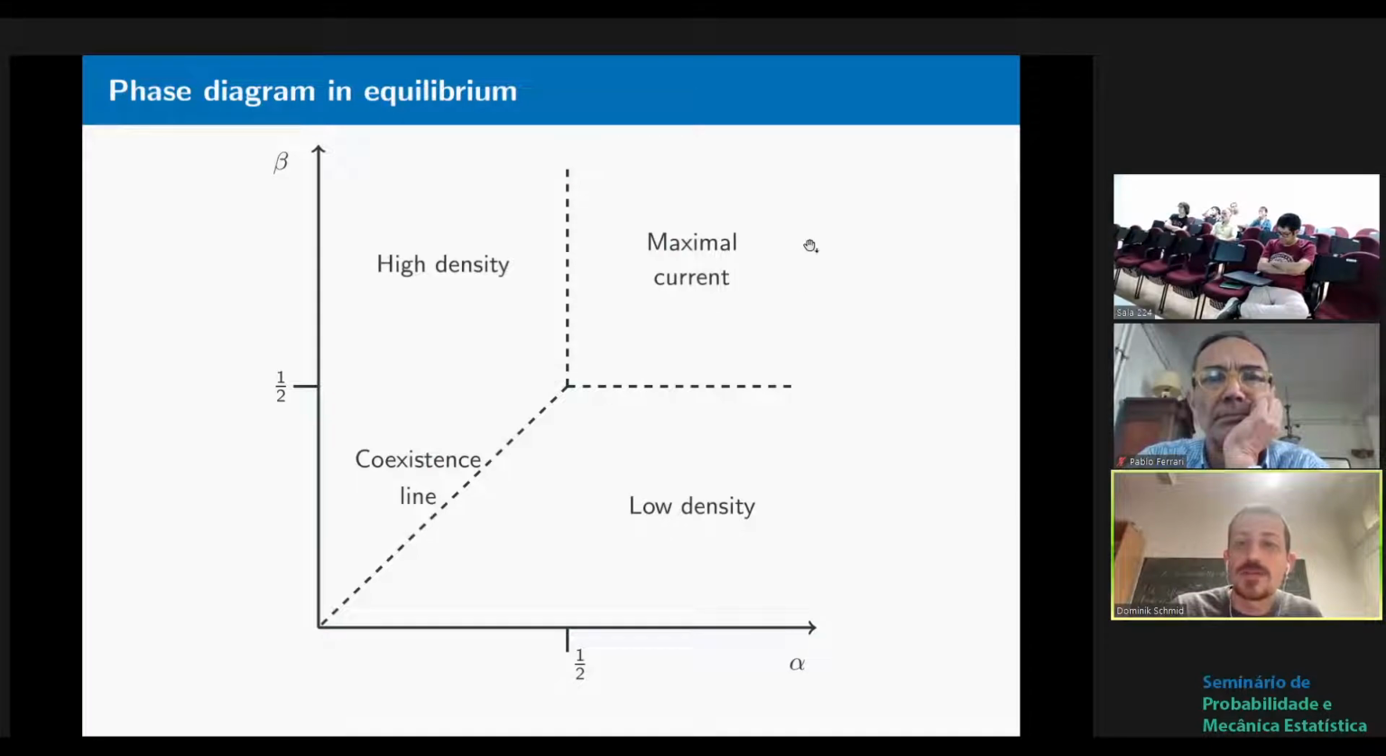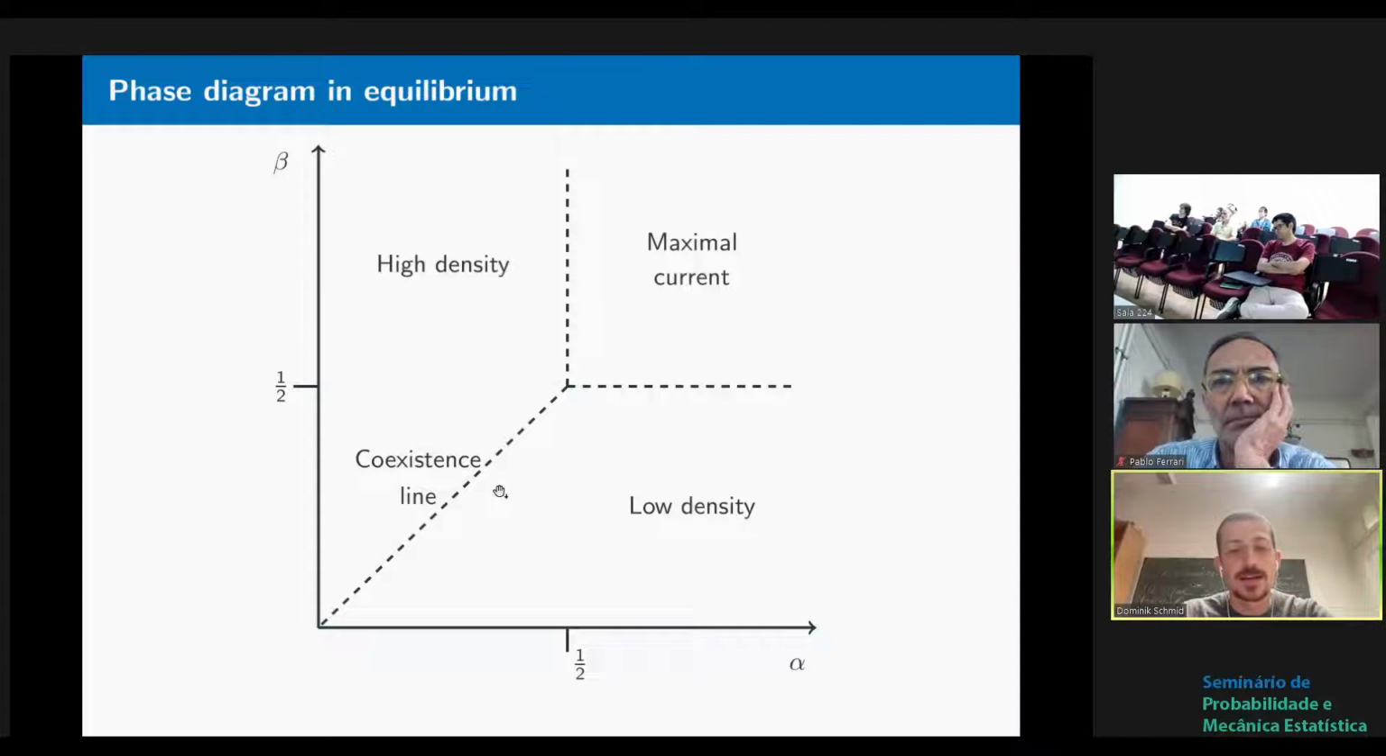And there's also a different regime called the maximal current phase, where the rates of generating particles, alpha and beta, are both strong enough so that the restricting part for the density within the segment is the segment itself. In some sense, we can make that rigorous: in the low density phase, the average density of particles is less than a half. In the high density phase, it's strictly bigger than a half. And in the maximal current phase, the overall density of particles is actually equal to a half.